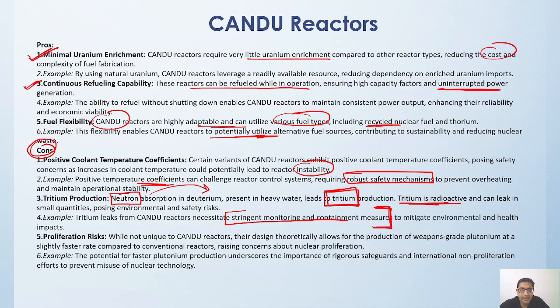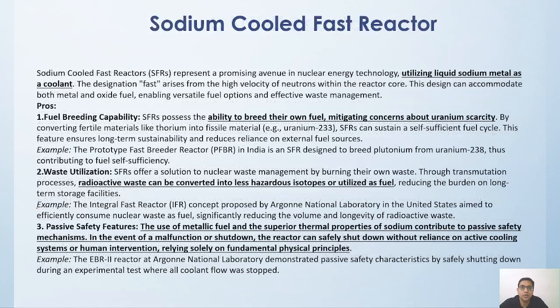And obviously there is also a proliferation risk, because there are various reactors. Theoretically, it allows you to produce weapon grade plutonium at a much faster rate compared to the conventional reactor. So this raises a huge concern regarding proliferation. These are some of the cons related to the CANDU reactor.